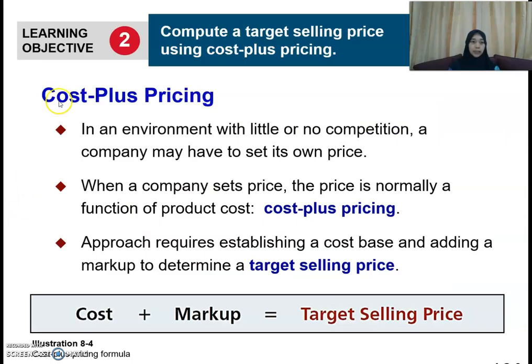Okay, back to this one. The approach of cost plus pricing requires establishing a cost base and adding a markup to determine a target selling price. So you determine how much your cost is and then you add a markup. In our example, your cost is 8 and then you add a markup of 25%, so you get your target selling price of 10. That is how you determine the cost plus pricing.